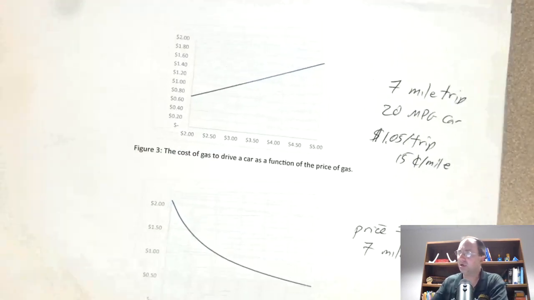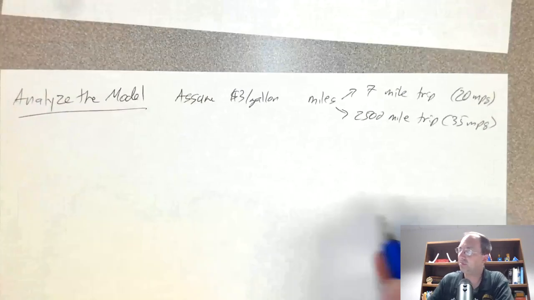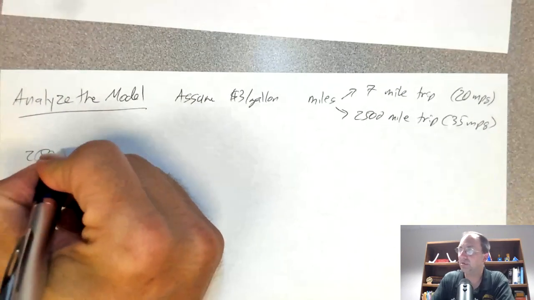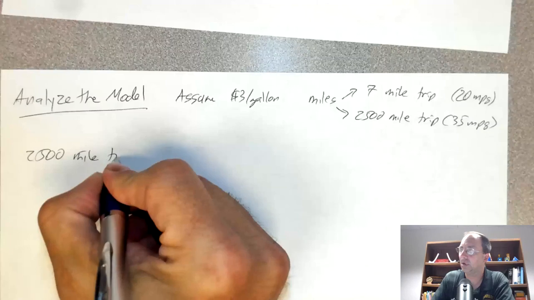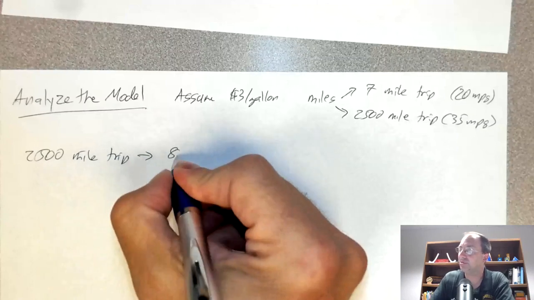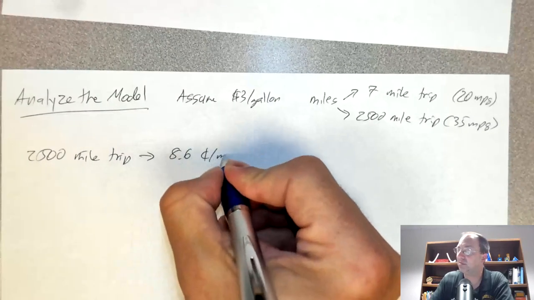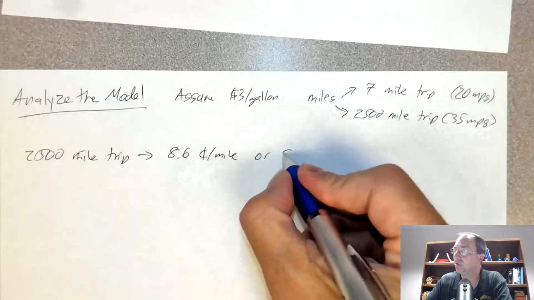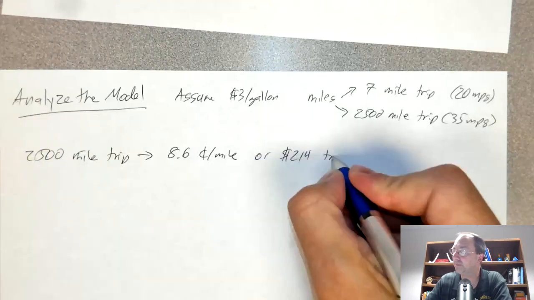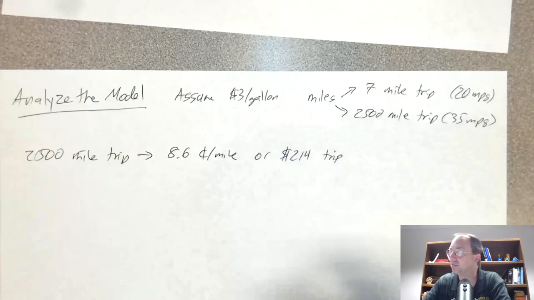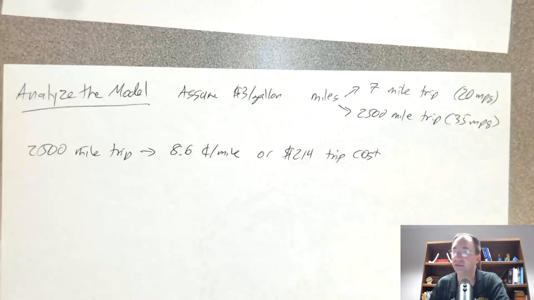What about our trip to Tampa? So our trip to Tampa, remember, was 2,500 miles. So that works out to 8.6 cents per mile, or a $214 trip cost. Again, just for the gas.